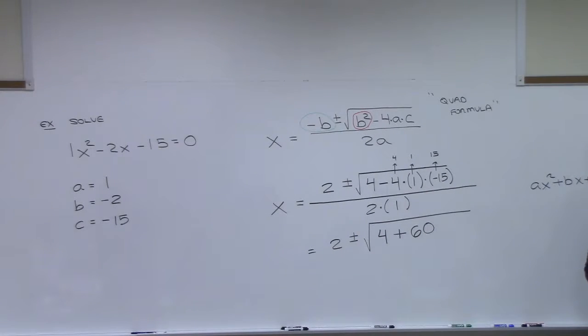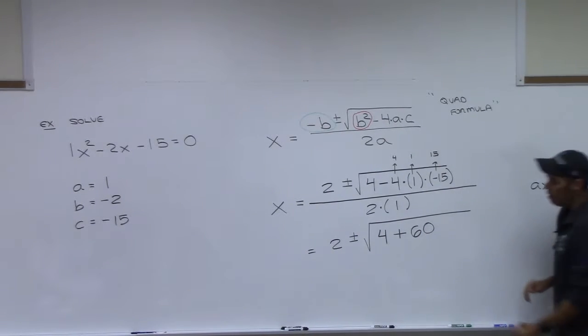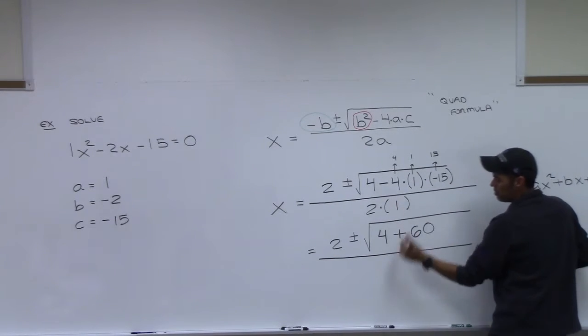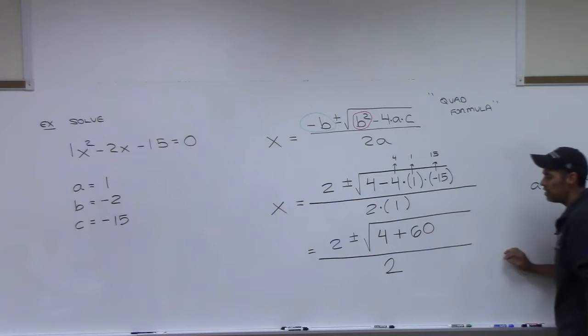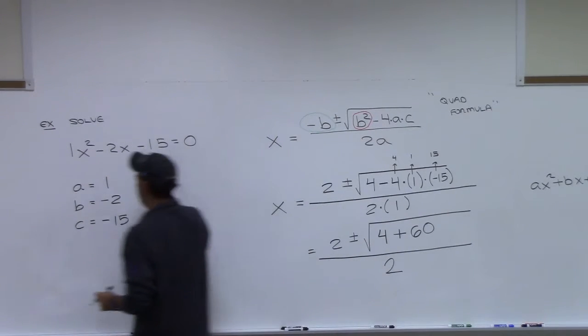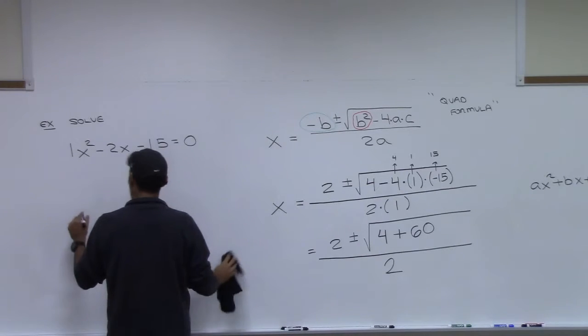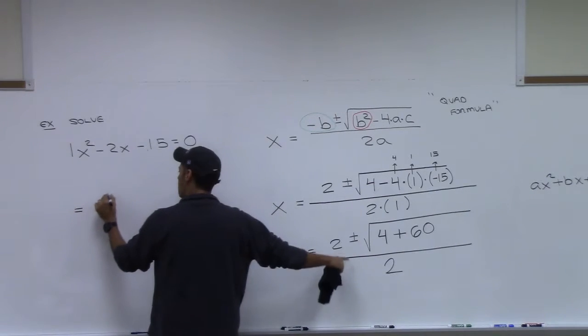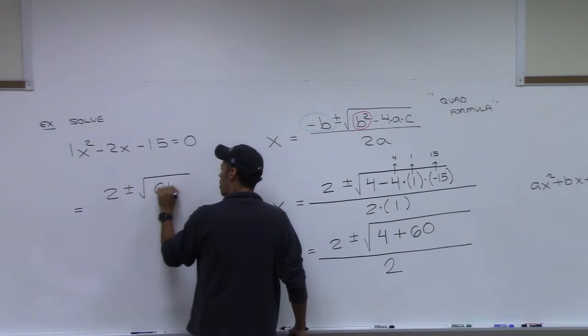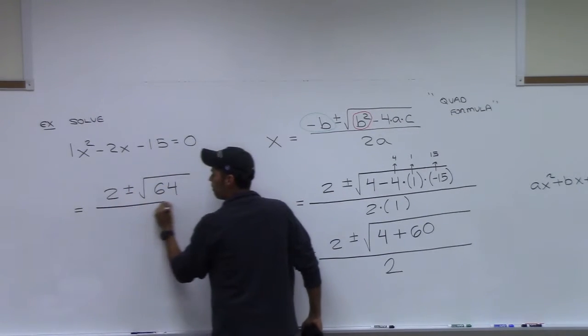Does that make sense? All right, then all of this, the whole thing divided by 2 times 1, which is 2. Okay, let's continue to work underneath that square root. 4 plus 60, 64, right? So we have equals 2 plus or minus the square root of 64 all over 2.